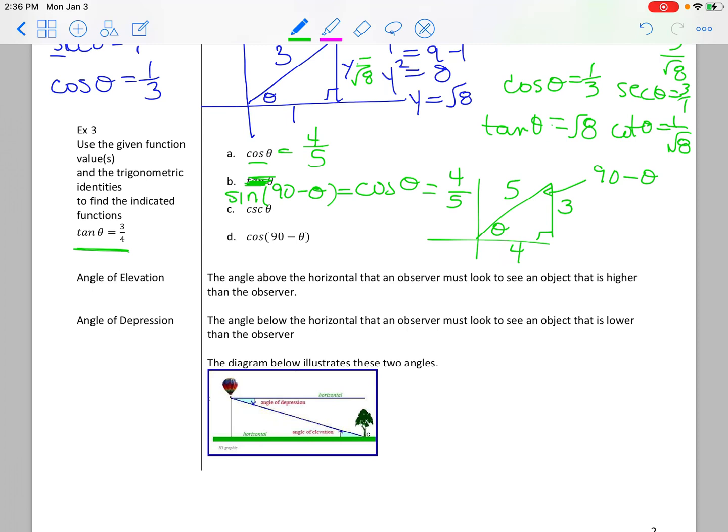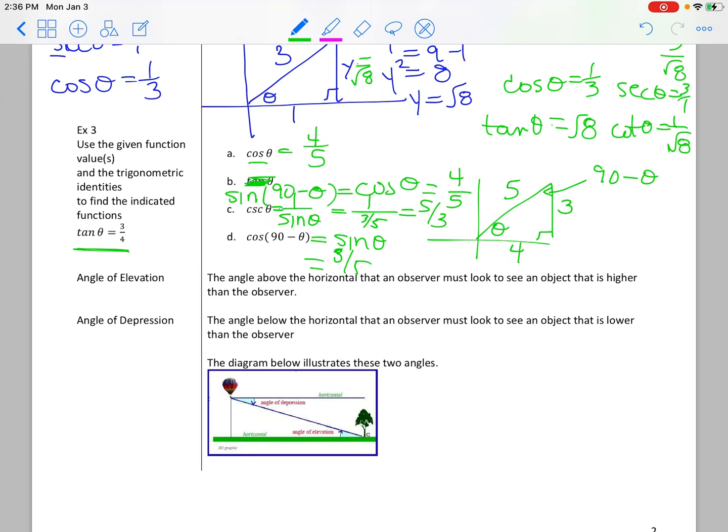Cosecant is the reciprocal for sine. So it's 1 over the sine. Well, 1 over sine is going to be 3/5, so it makes that 5/3. Cosine of 90 minus theta is the sine of theta, which is 3/5. Okay.